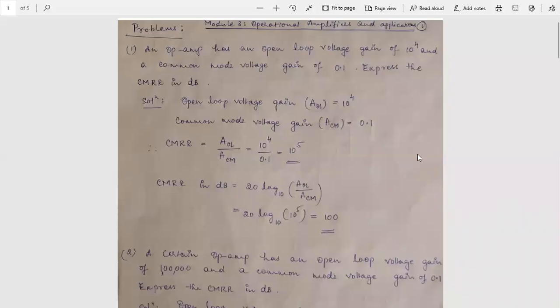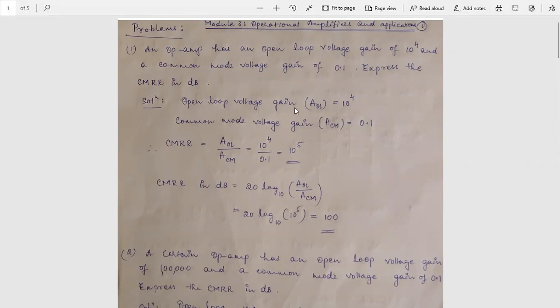Hello everyone. In this video, we will solve some problems based on op-amp. Let us take the first problem. An op-amp has an open loop voltage gain of 10 to the power 4 and a common mode voltage gain of 0.1. Express the CMRR in dB.